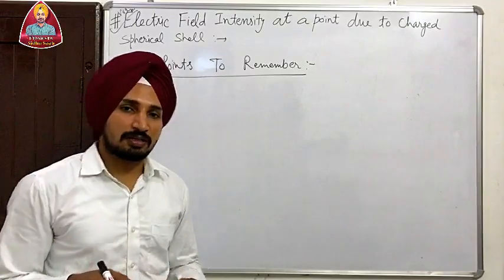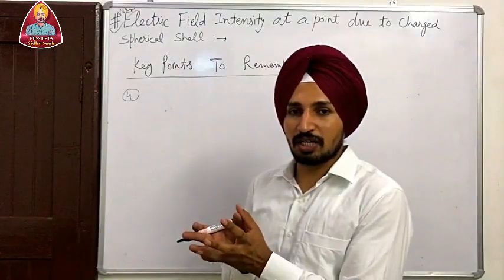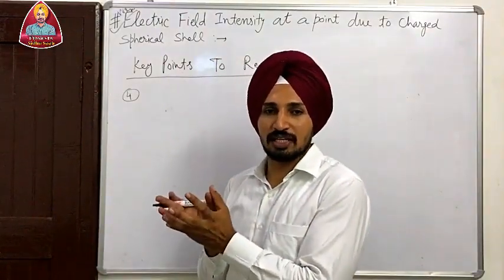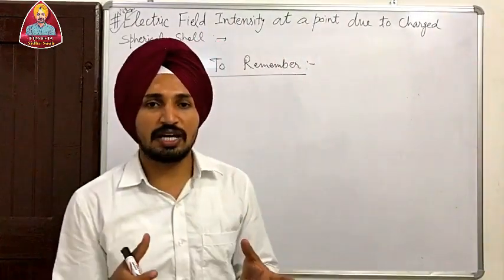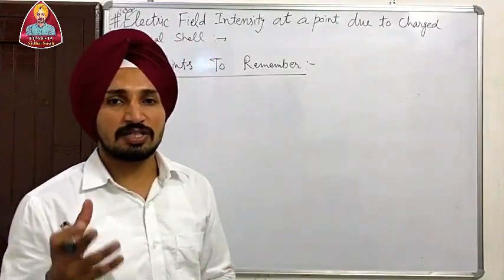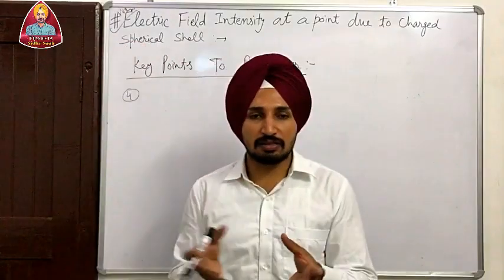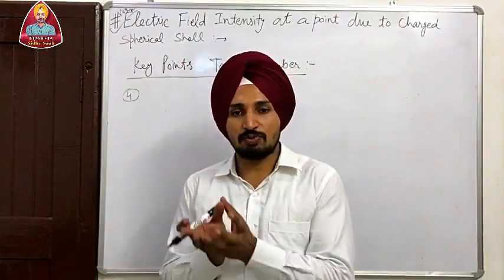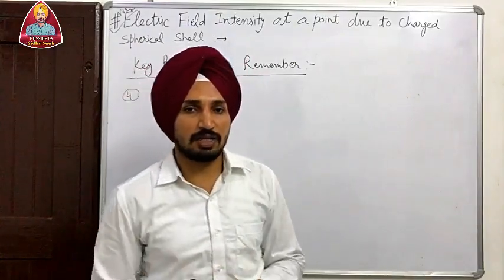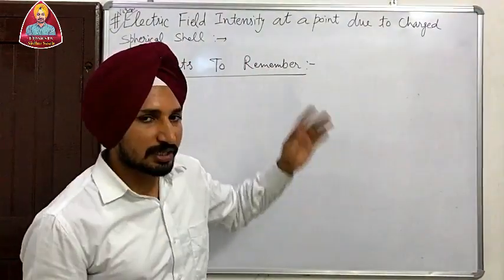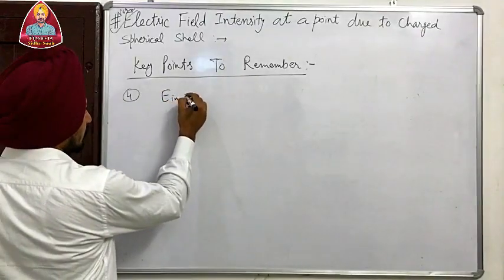In the next key point, we can say that the electric field inside a conducting shell or inside a charged spherical shell is 0 always. So the conducting shell may be used as electrostatic shielding for a sensitive material. If we want to protect a material from the electrostatic field, we have to put it in a cavity, in a spherical shell or other cavity, so that we can protect it from the electric field. That is, electric field inside is 0.